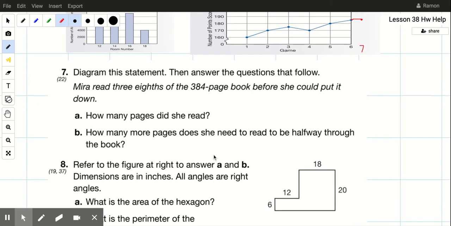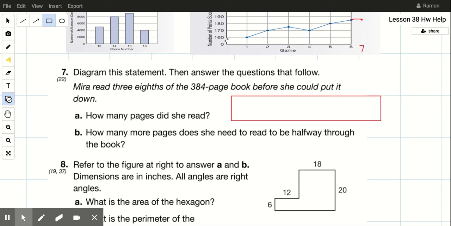Number 7, diagram the statement and answer the questions that follow. So we're going to make a diagram. It says Mira read 3/8 of the 384-page book before she could put it down. I've been there. So we're going to make a box. And since we're doing eighths, we're going to split it up into 8 equal parts, as equal as we can get it, right?